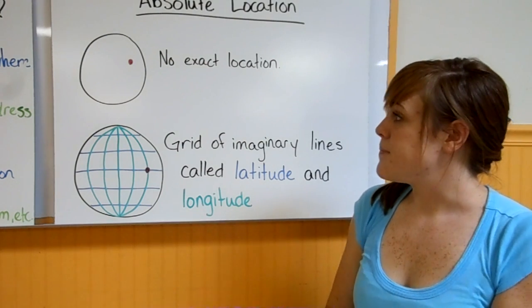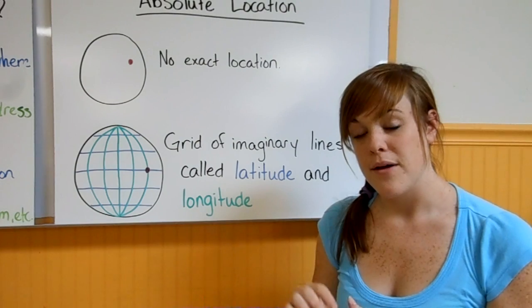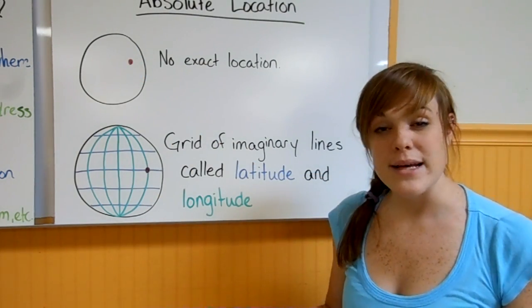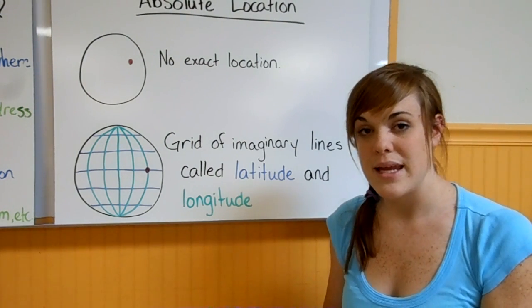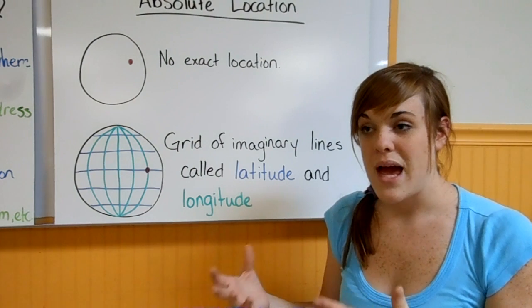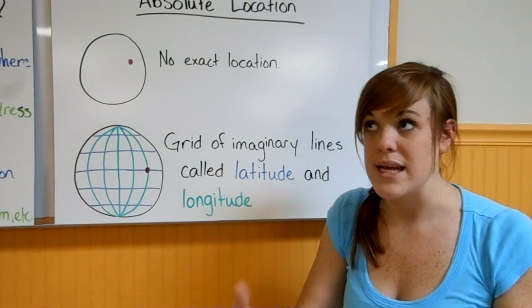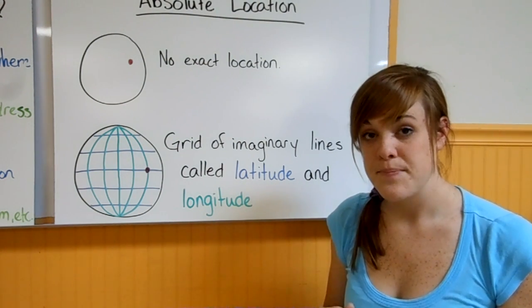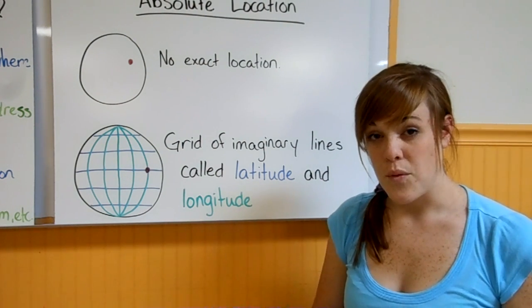So, about absolute location. If I was to take a ping pong ball and draw just one dot on it, there would be no exact location. There would be no way for you to describe to me where that spot is. If you turn it, then it's somewhere else. There's no specific place. Now, geographers discovered that same problem about the world.